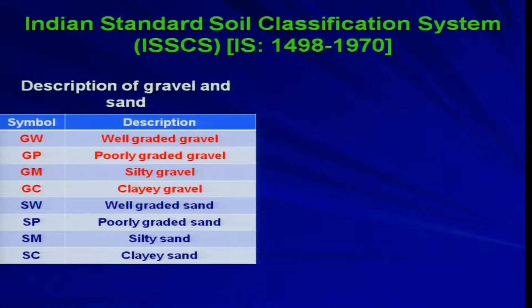Similarly, for sand, well graded sand will be denoted as SW, because S is coming as prefix and W will be coming as suffix. W is nothing but your gradation indication, whereas poorly graded sand will be denoted as SP. Then silty sand will be SM and clayey sand will be denoted as SC. I hope it is now very much clear to you.